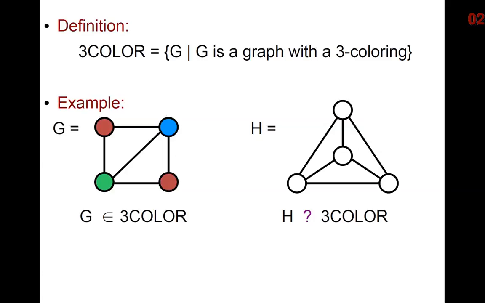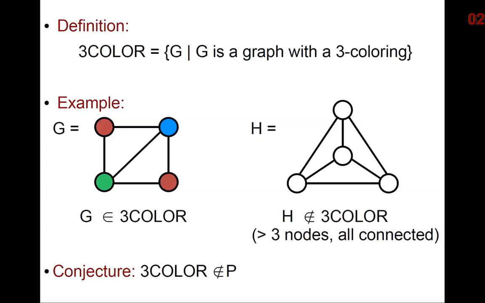Is this one in three-color? No, because it's a 4-clique. Right? So no matter how you put 3 colors, 2 nodes will have the same color by the pigeonhole principle. Those 2 nodes will be connected. Okay. The question is, I give you a graph, is it three-colorable?